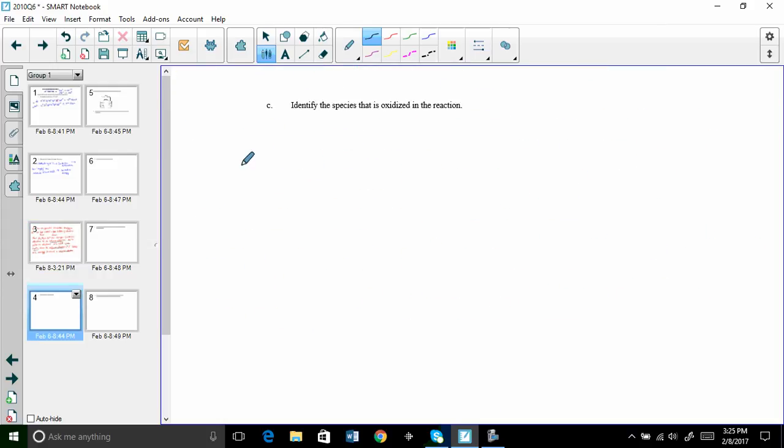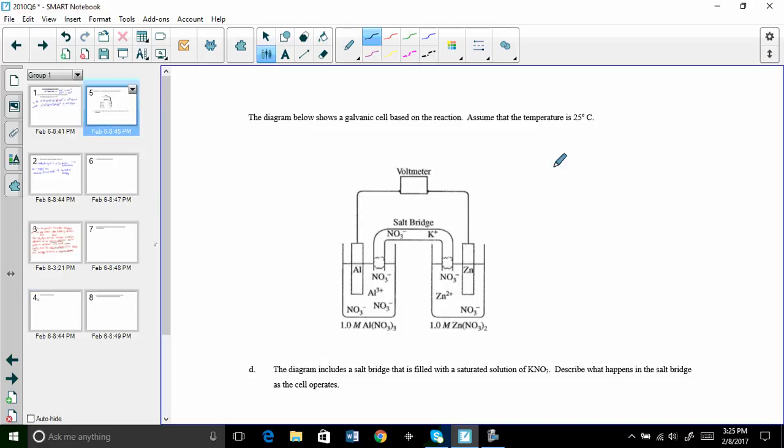What species is oxidized? We said aluminum because it went from 0 to +3. Move on. They didn't say explain. Number 5: a diagram below shows a galvanic cell based on the reaction. The diagram includes a salt bridge that is filled with saturated KNO3. Describe what happens in the salt bridge as the cell operates. I cannot tell you how important this is, and it's not that hard of a concept because you just have to think about the definition.